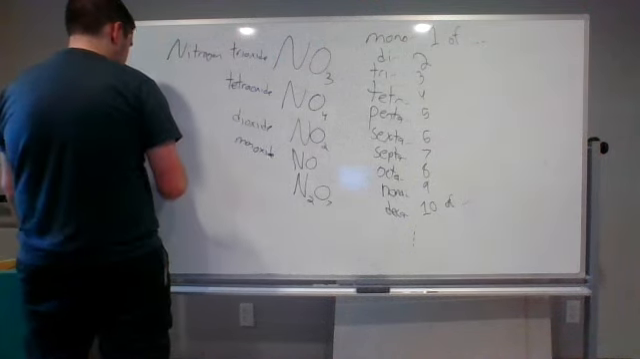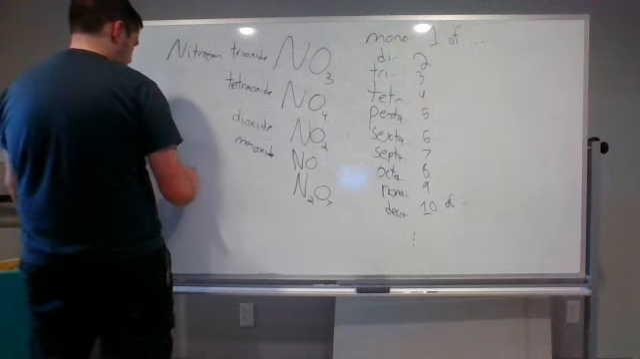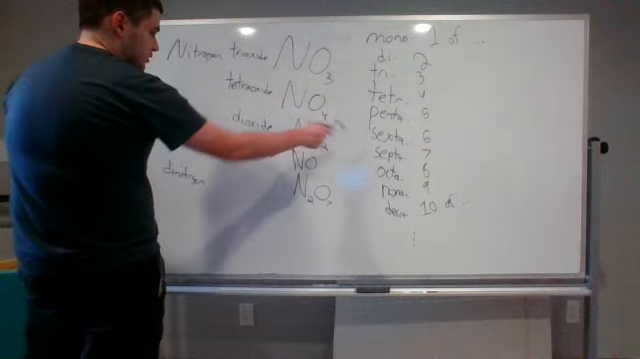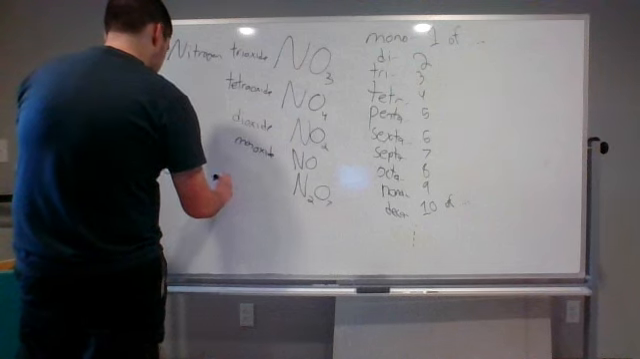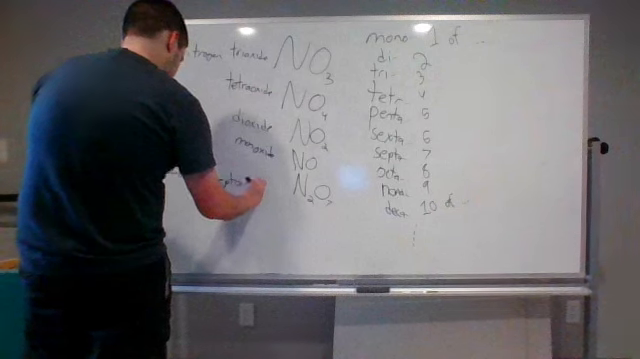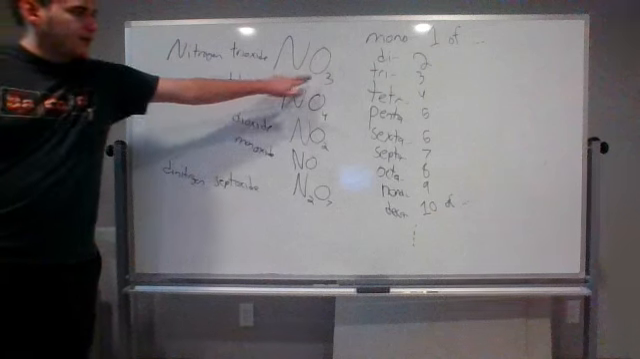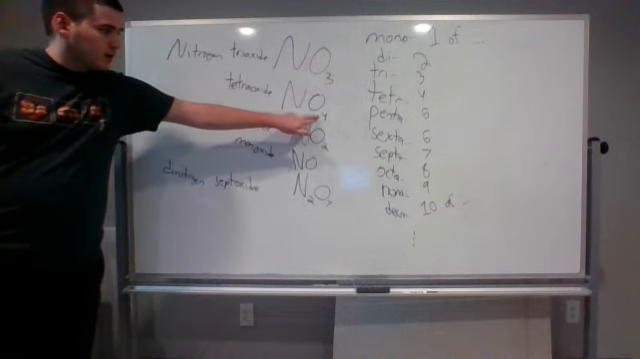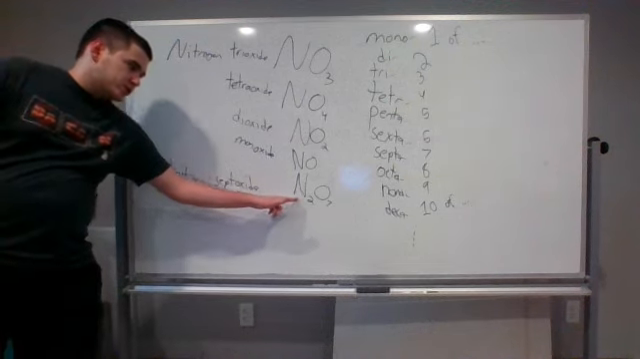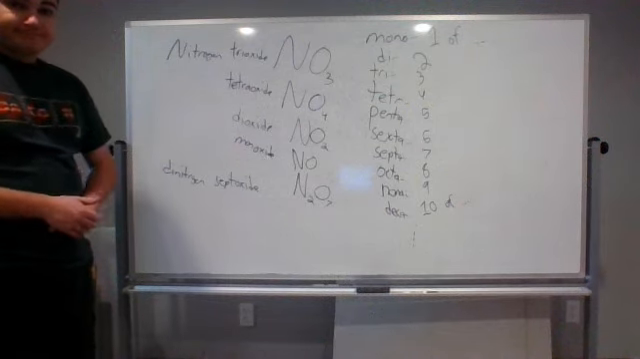So what would this one be? This one would be, well, there's 2 nitrogens, 7 oxygens. So this would be nitrogen trioxide, tetraoxide, dioxide, monoxide. This one, dinitrogen heptoxide. Just a lot of numbers.